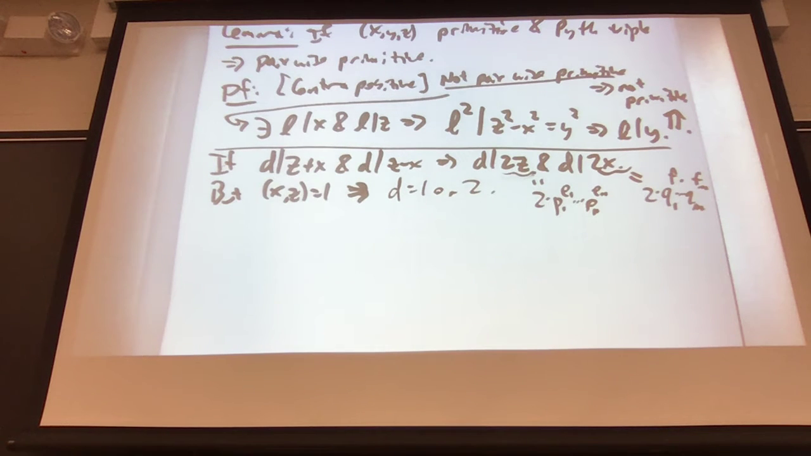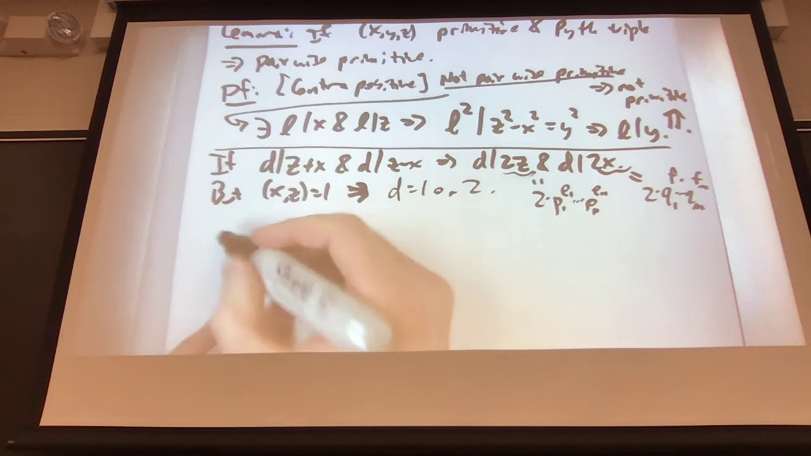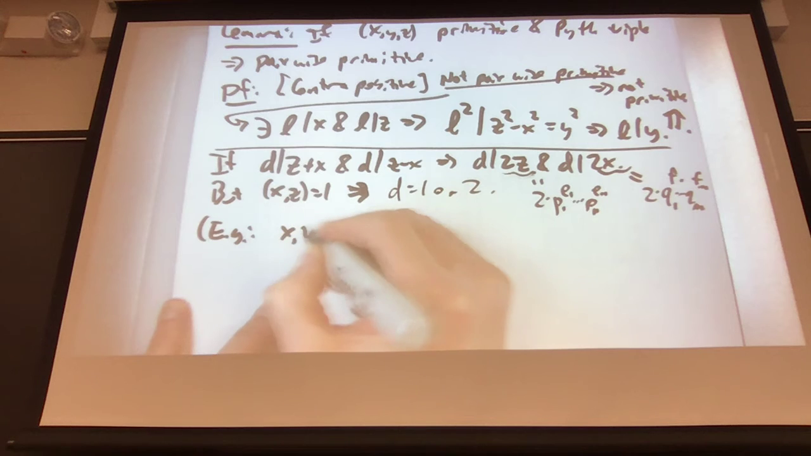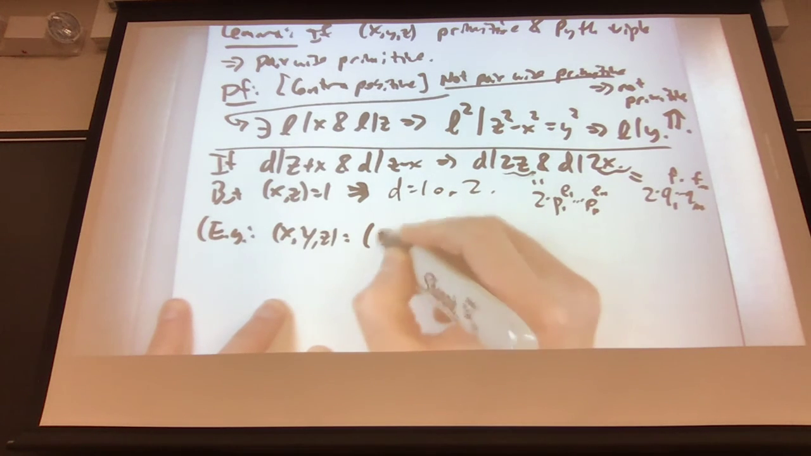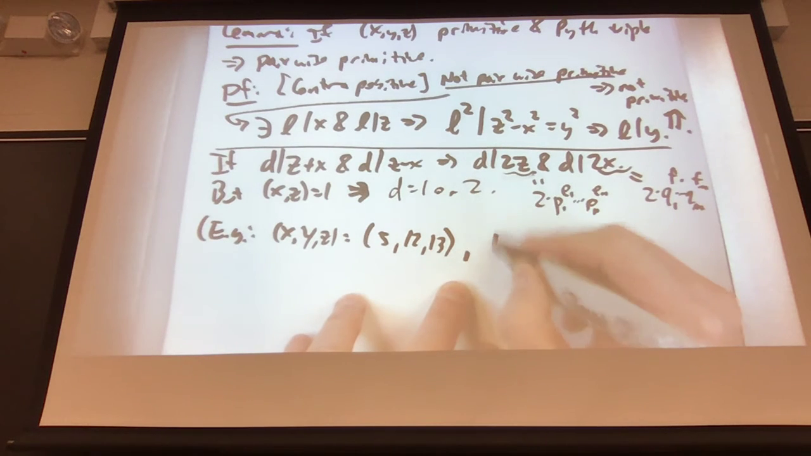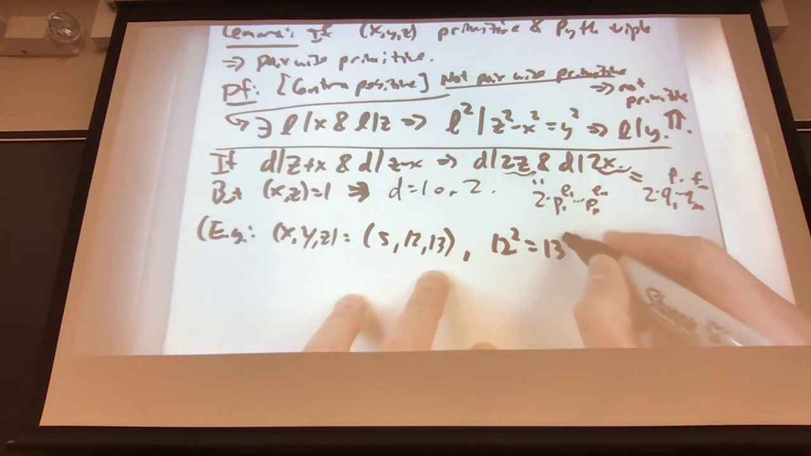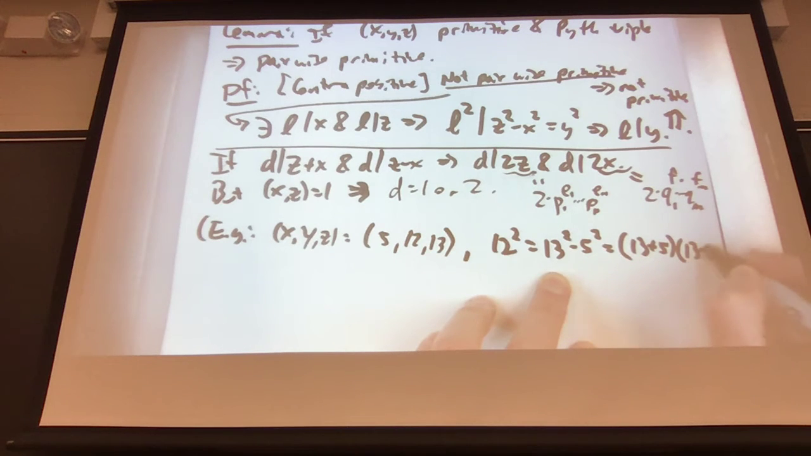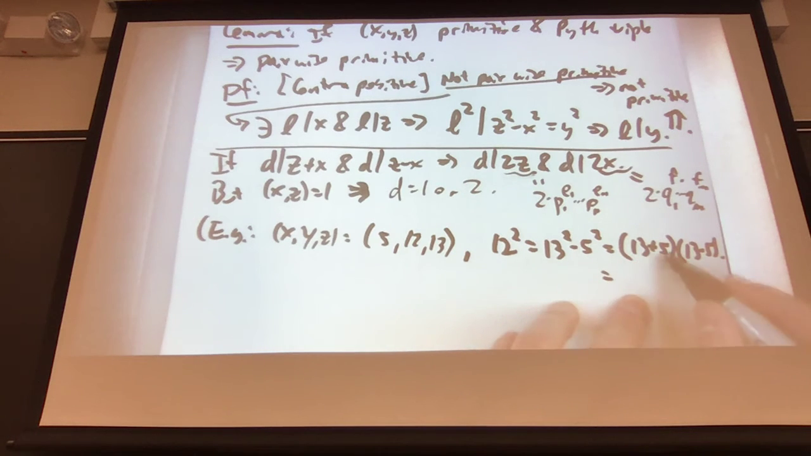So what have we done? What do we say? We had a Pythagorean triple. So let's run with this example. X, Y, Z is 5, 12, 13. Right? So what we said is 12 squared is 13 squared minus 5 squared. But 13 squared minus 5 squared is 13 plus 5 times 13 minus 5. And 13 plus 5 is 18. And 13 minus 5 is 8.